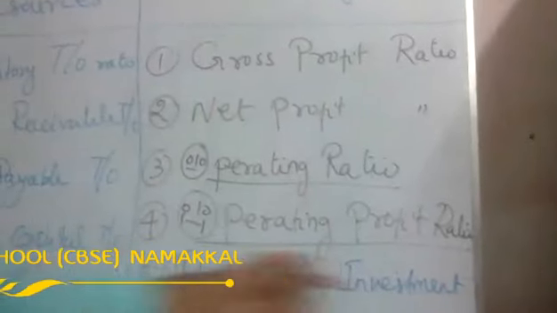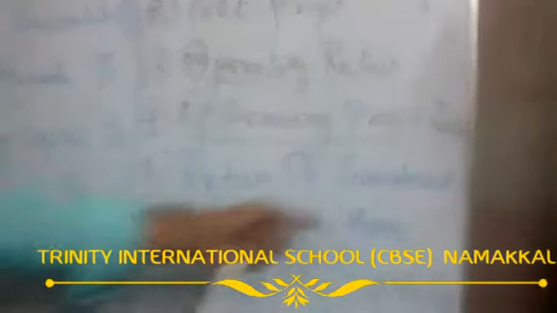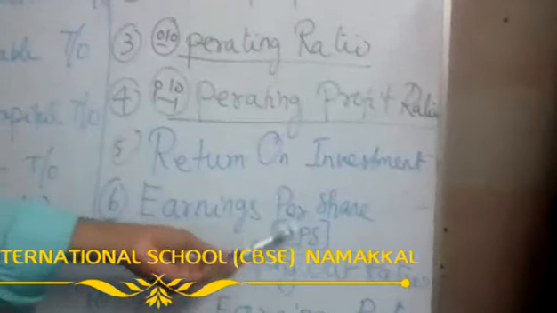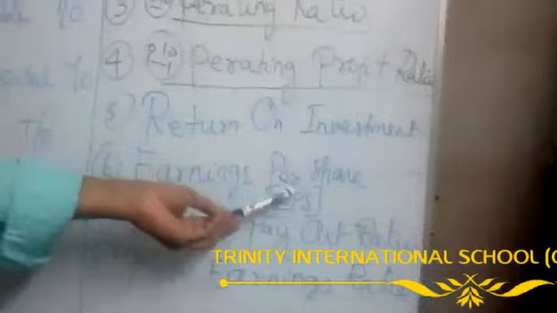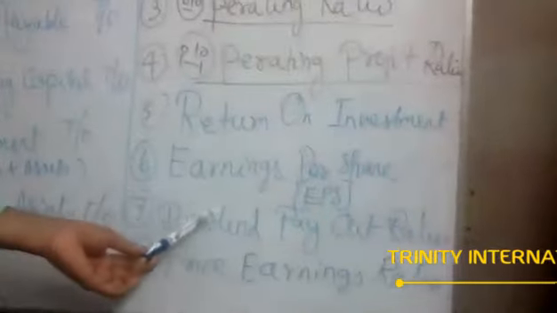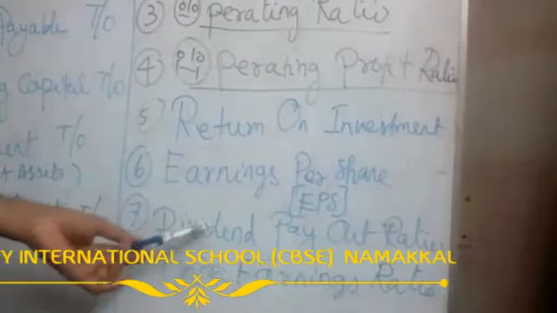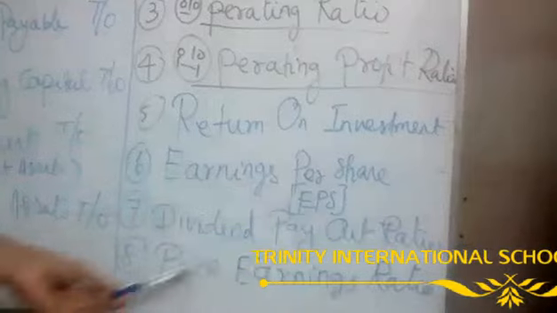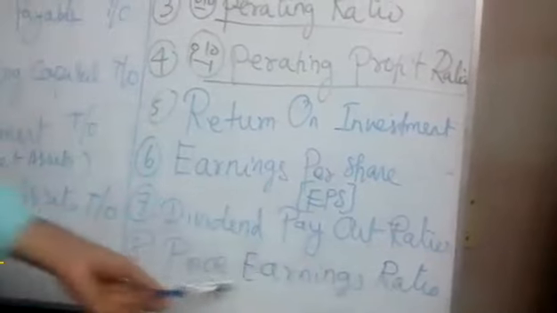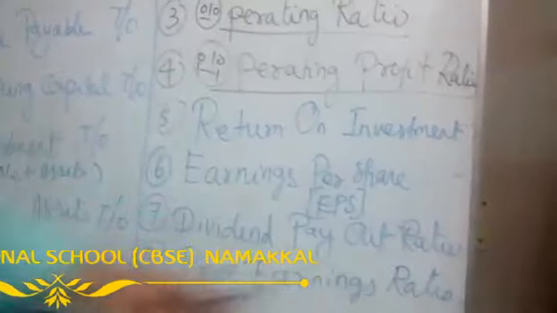Then return on investment ratio. Earnings per share, which we call EPS. When you read the newspaper, majority of the famous companies mention earnings per share, EPS. Then dividend payout ratio. As a company, they definitely declare dividend. You already know there are two types of dividend: one is proposed dividend, the other is interim dividend. Here we have to identify our dividend payout ratio. Finally, price earning ratio, PER.